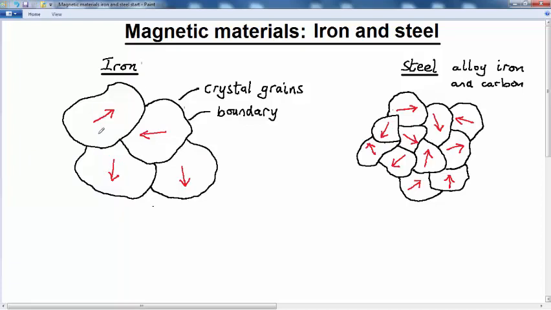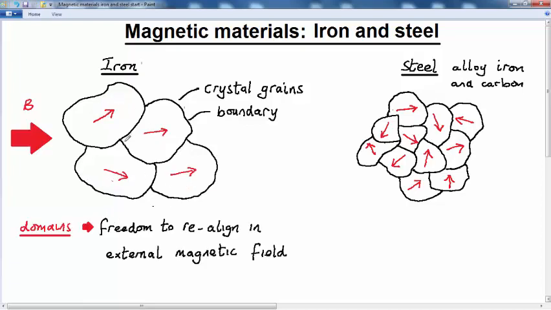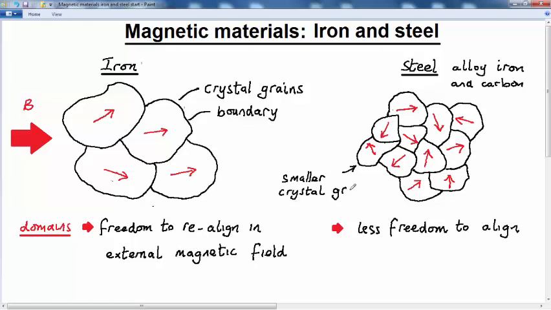Because the crystal grains in the iron are larger, the magnetic domains have more freedom to realign themselves with the applied magnetic field. And it's much easier to do that in the case of the iron because the grain sizes are greater and there's more freedom for the domains to reorientate themselves. Now, in the case of the steel, there's less freedom for the domains to align themselves in the direction of the applied field. So, because these have smaller crystal grains, and I emphasize, I'm not talking about the domains here, I'm talking about the crystal grain sizes, that makes it harder for these domains to align themselves with the external magnetic field.